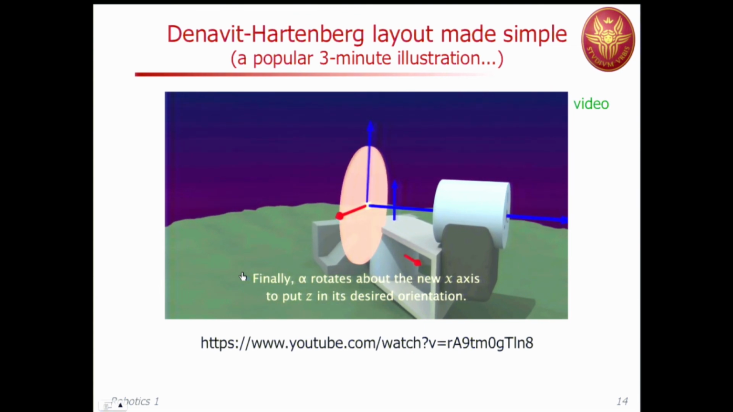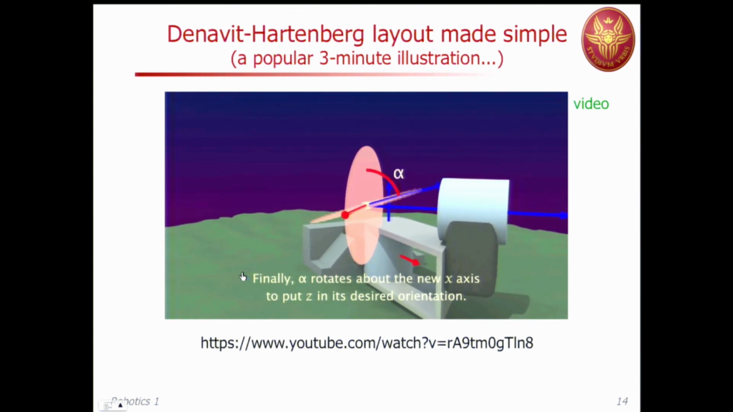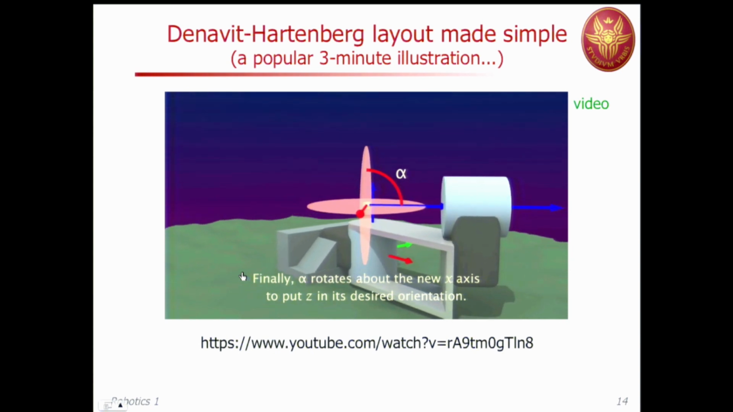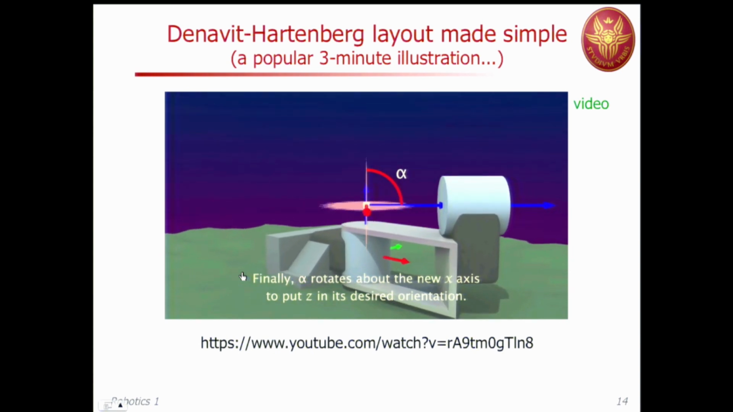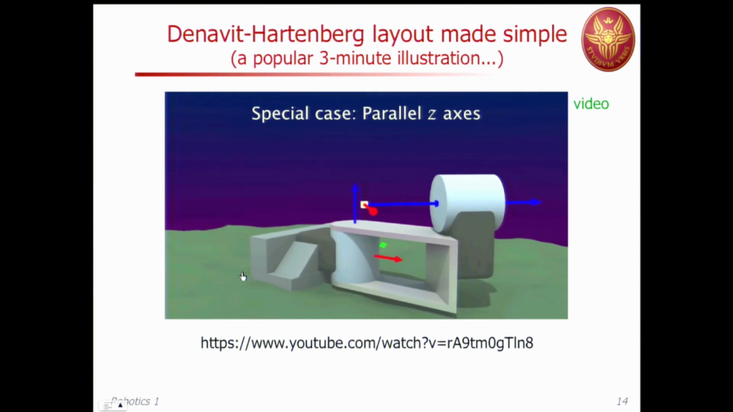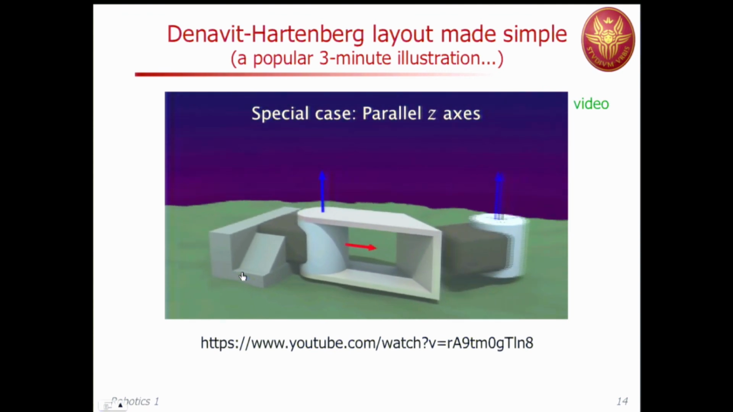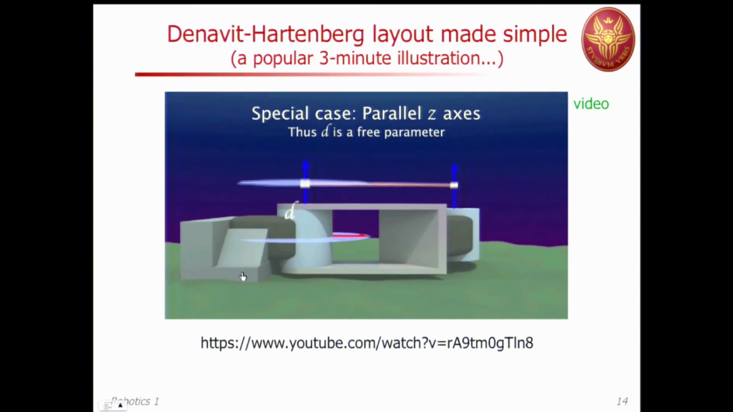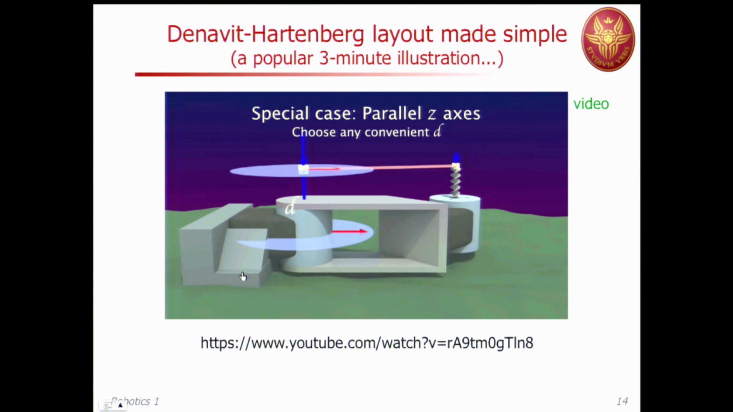And finally, the twist between the two axes. We have seen that one is horizontal, one is vertical. And now there will be a twist of 90 degrees, but the sign is computed according to the direction you are rotating. So this is a special case. They have changed the structure. Now the second joint has parallel axes with respect to the previous one. And now you have an infinite number of common normals, but the distance is always uniquely defined.